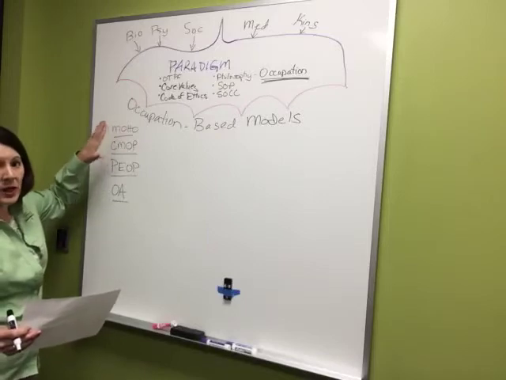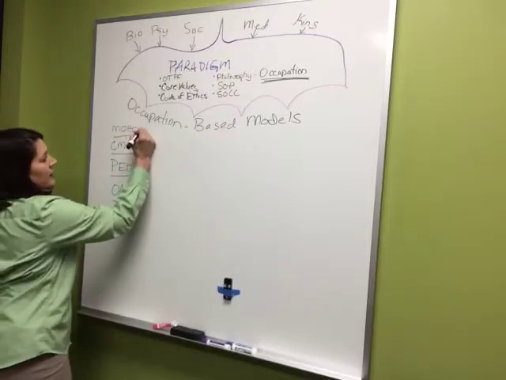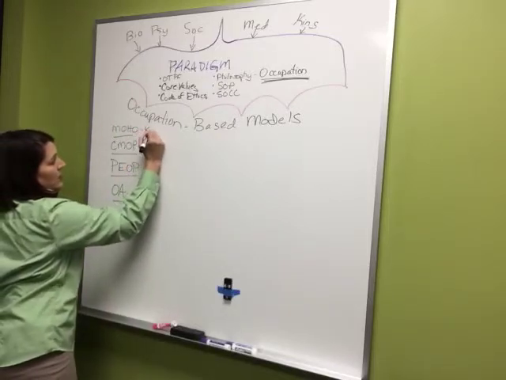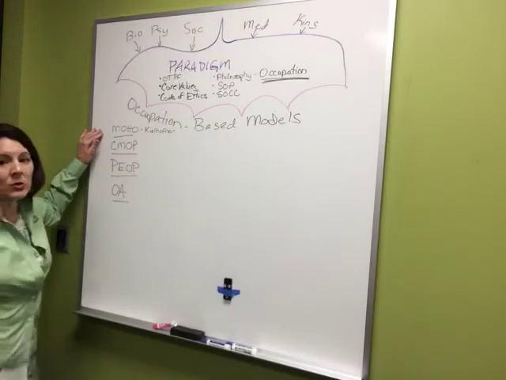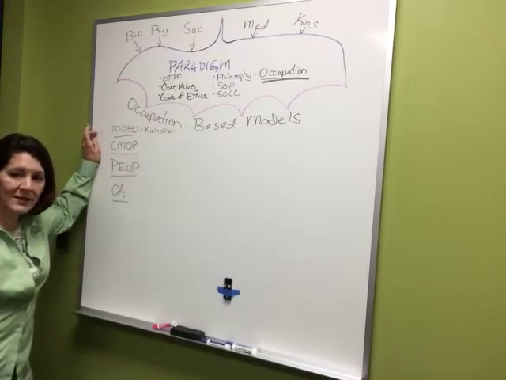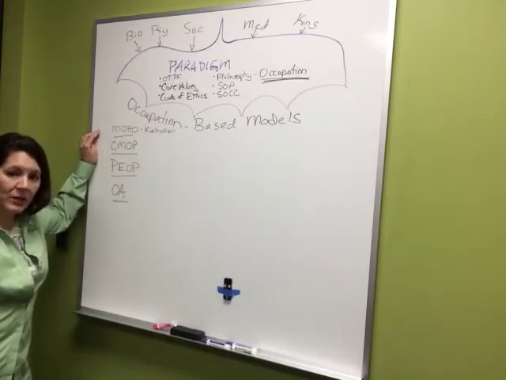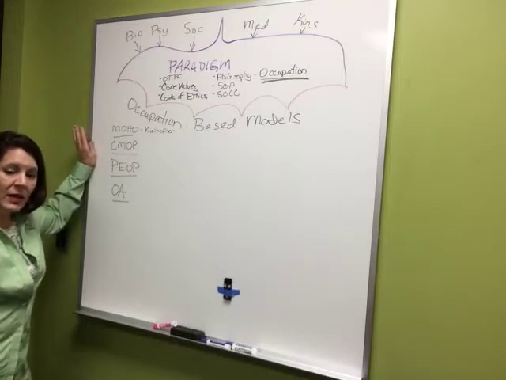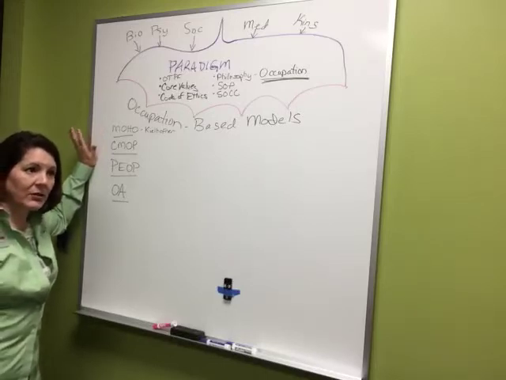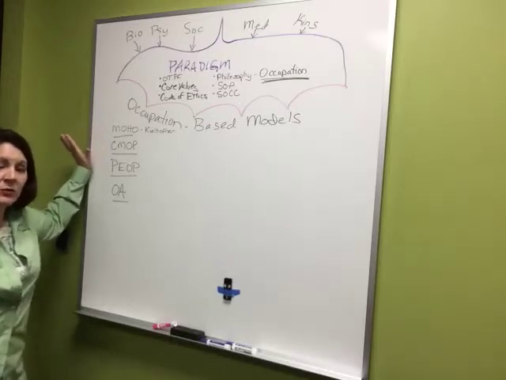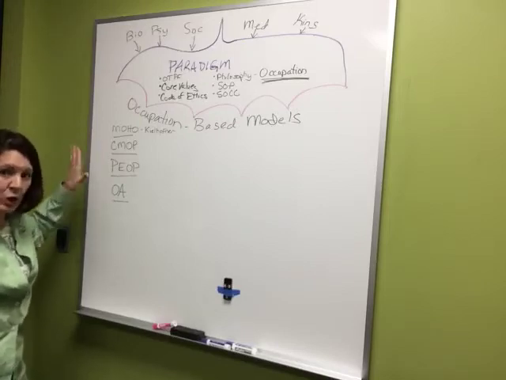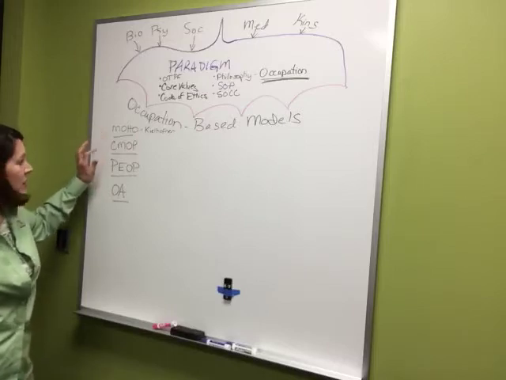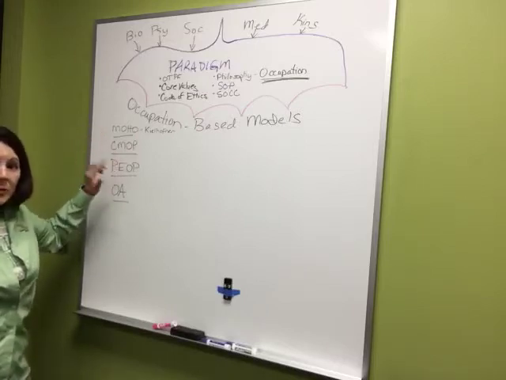MOHO, Model of Human Occupation, written by Gary Kielhoffner and others, but Kielhoffner's the main one. What are some of the main ideas behind MOHO? What do you remember from MOHO that sets it apart from other occupation-based models? Okay, so you might think about the volition, habituation, performance capacity, those 3 subsystems of the person. You might think of the open system. That's all MOHO.